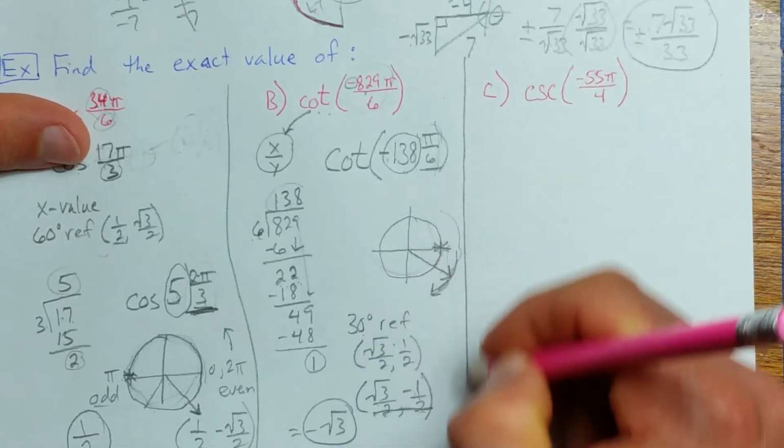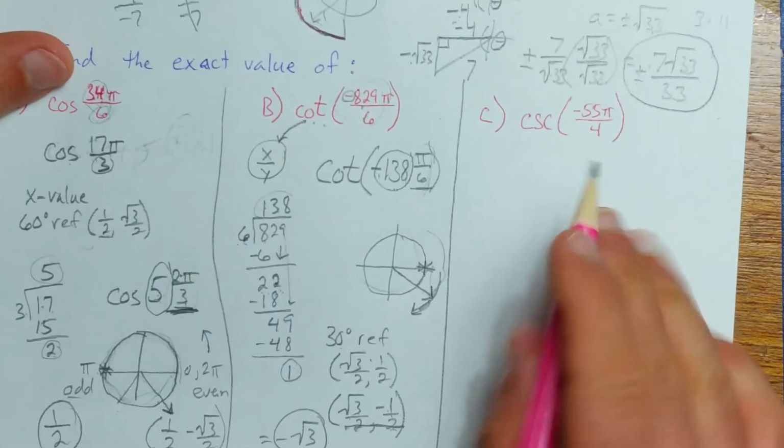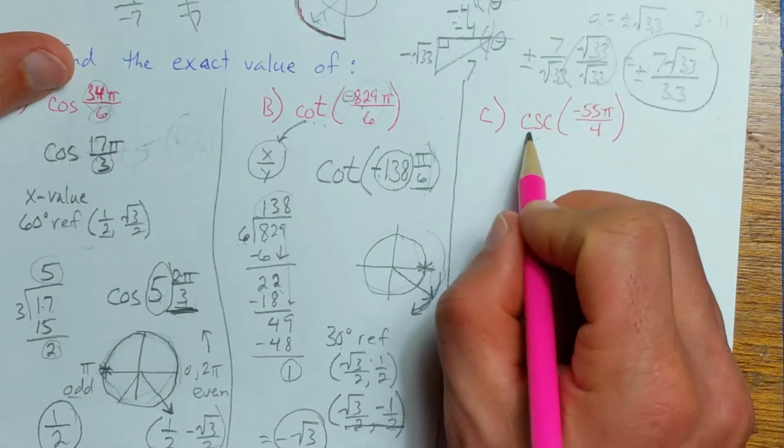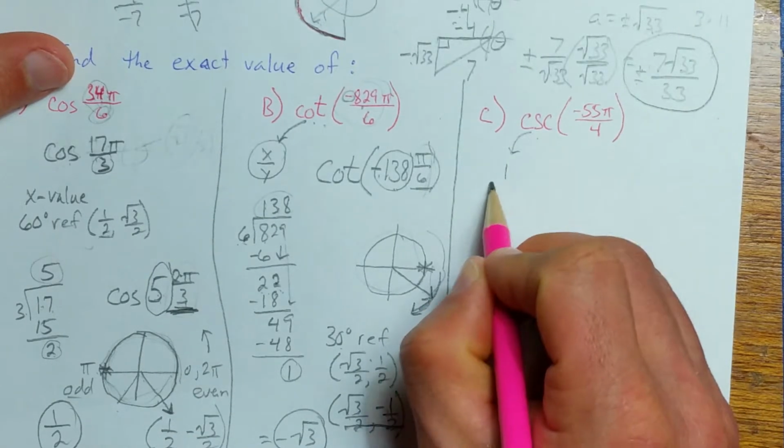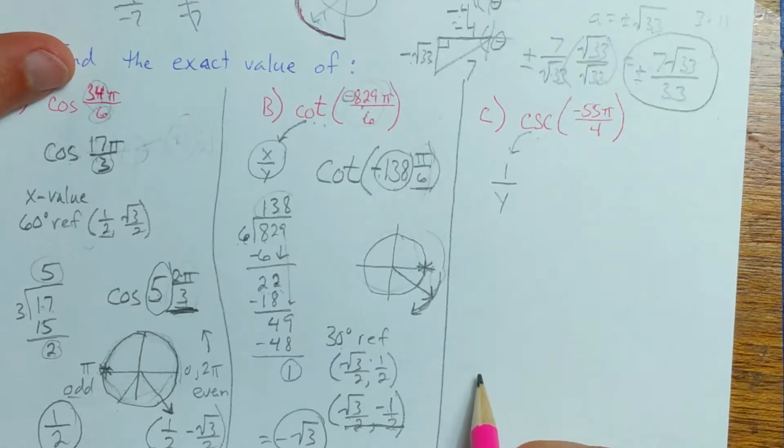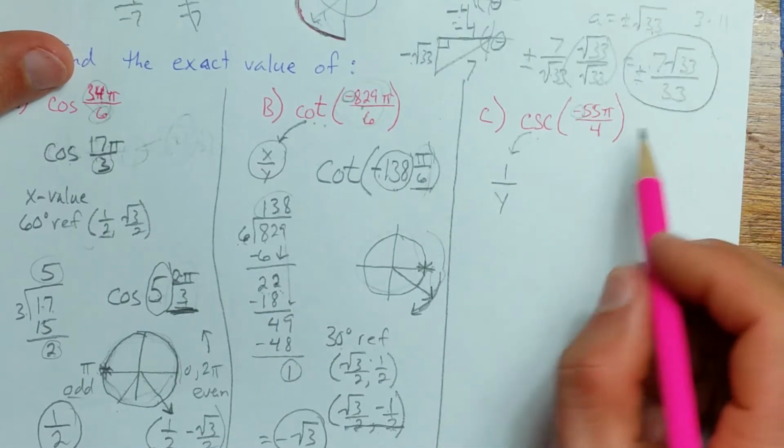Alright, one more of those for practice. Cosecant. Now I need to know which one that's the reciprocal of. That means I'm going to eventually take 1 divided by the y value. So I'm going to be looking for the sign. It's a negative number, important.